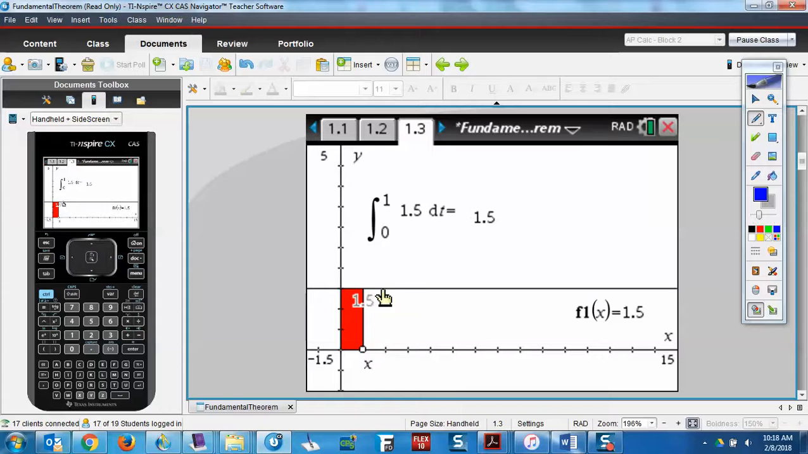It's the area from 0 to 1. What's that area? 1.5. Oh, because it's a rectangle that's 1 by 1.5. Okay, then we drag it over one more, and what's our area? 3, right? 2 times 1.5, and then drag it over again, 4.5, then drag it again.